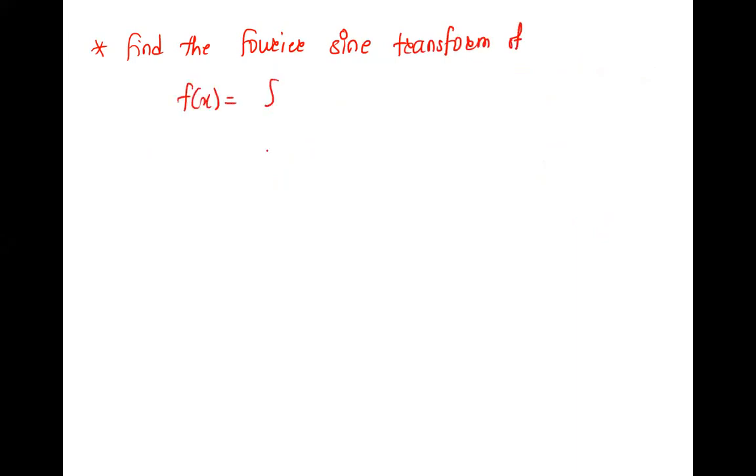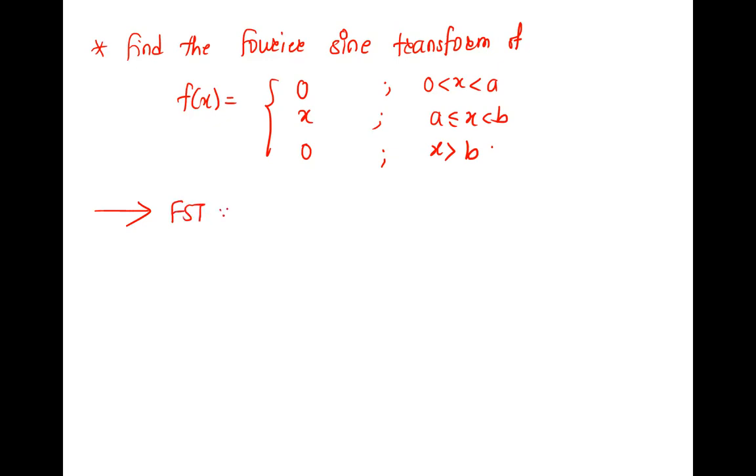Chalo, you will solve this now. Find the Fourier sine transform of a similar question. Find the Fourier sine transform of f of x equal to 0 in 0 to a, x in a to b, and 0 when x is greater than b. Chalo, write the Fourier sine transform definition first. Try to solve.